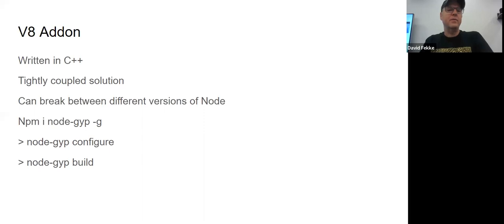I think I already showed node-gyp and installing that. But once you have it installed and you have your code and you want to compile your native module, you use node-gyp to configure and node-gyp to build that. If you've done any C or C++ programming, there are makefiles as an example, and this is the same type of thing you do with a makefile.